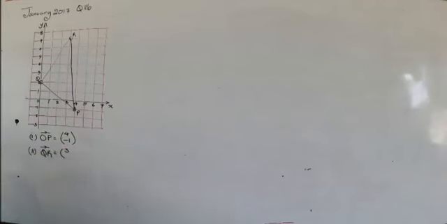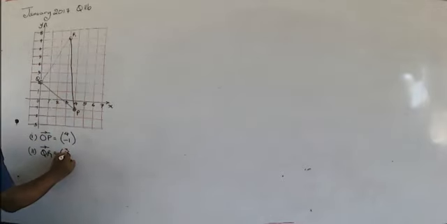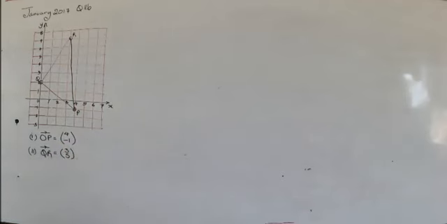Do you go up or down? How much up? 1, 2, 3, 4, 5. So QR is (3, 5). QR being (3, 5) means to get from Q to R, you'd have to move 3 units right and 5 units up. Next.